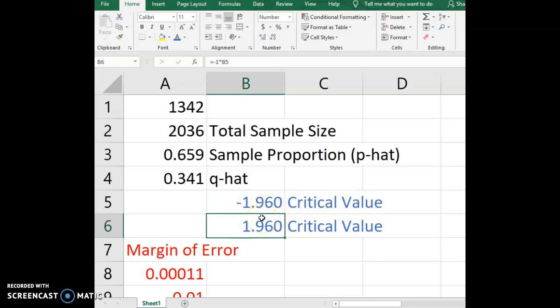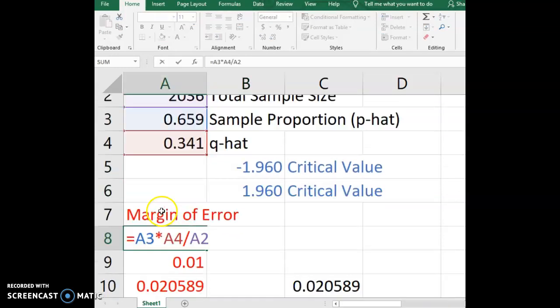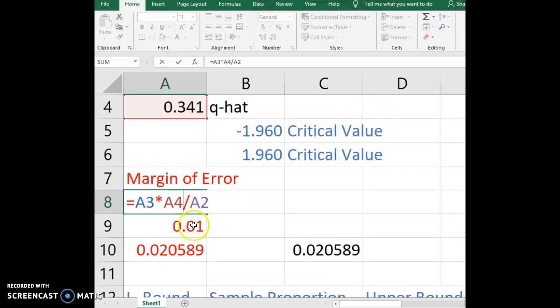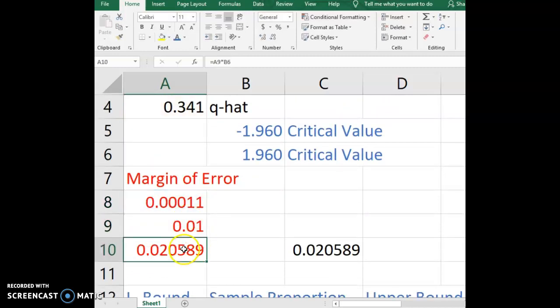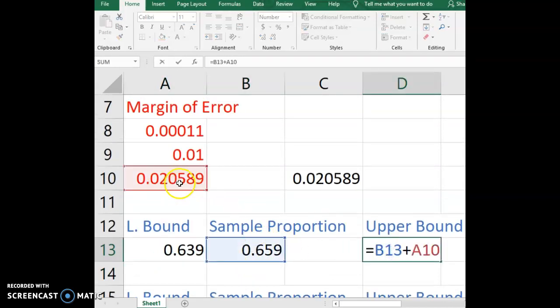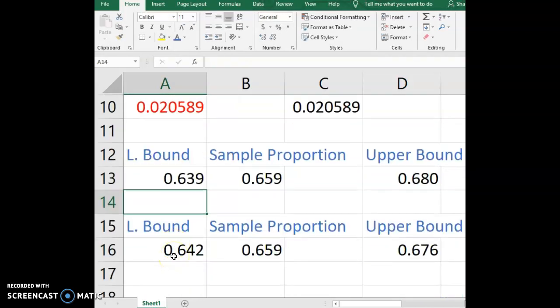So we get our new critical value. And so our margin of error changes. And it's still that same formula, p hat times q hat divided by the sample size. Take the square root of that and multiply that by our new critical value. And so to get our confidence interval, we take the sample proportion that's in the very middle, add the margin of error to get the upper bound, sample proportion minus the margin of error to get the lower bound.